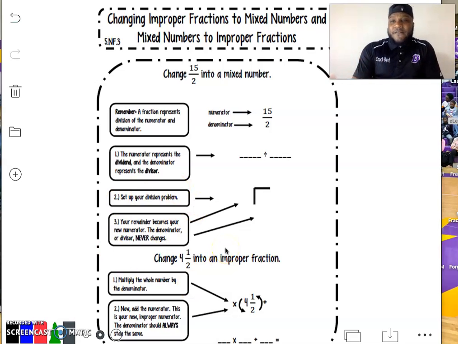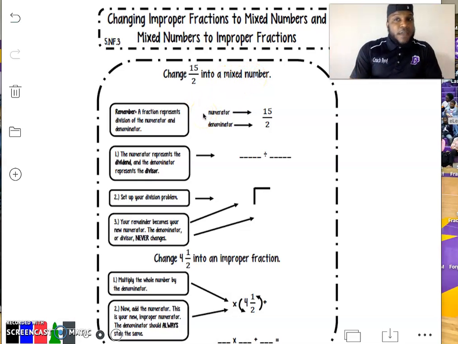And as always, you have access to this worksheet. You can follow along or you can have access to it later where you can try your own problems out. Of course, there's going to be an independent practice or a CFU to follow. So it says change 15 over 2 into a mixed number.